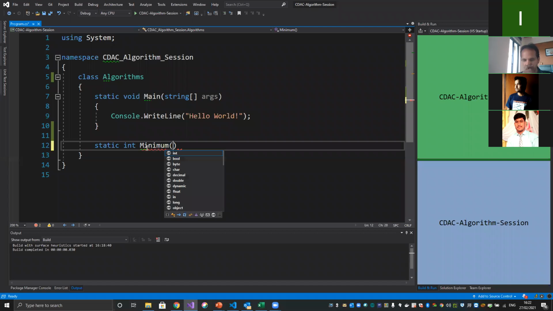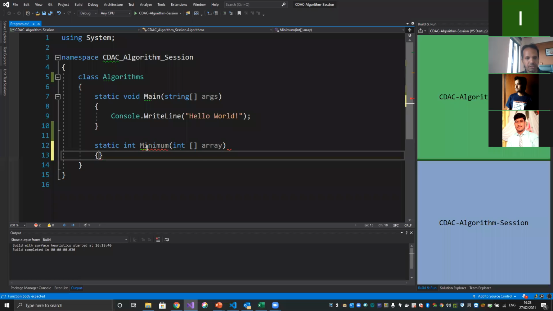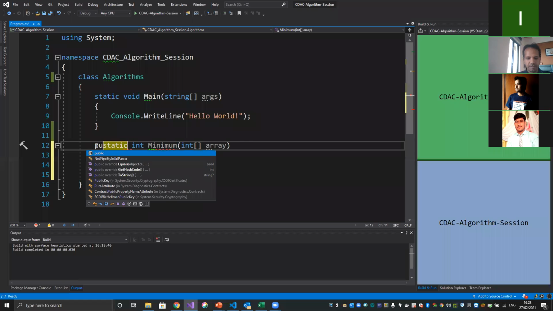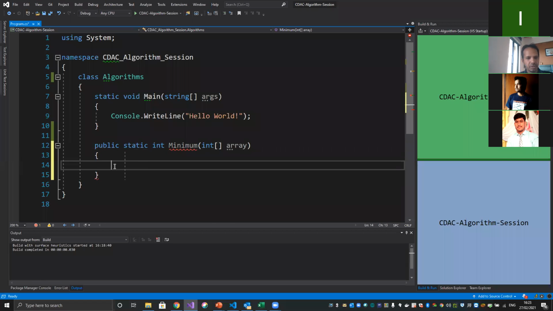And what would be the input to it? Argument: the size of the array and an int array. So we need to give an array, isn't it? Yes, int array and its size. In C#, the size is part of the array object itself, so you don't need to pass the size separately. Let's make this a public method so we can call it.